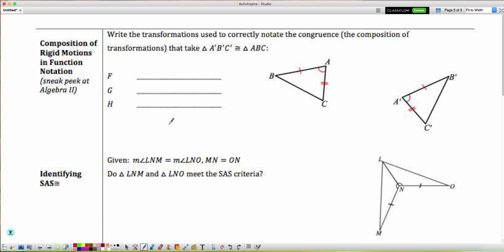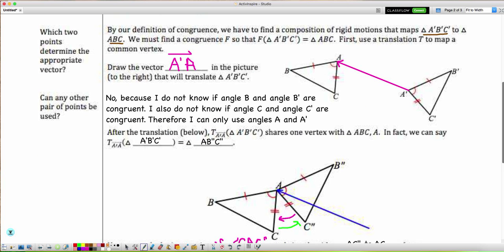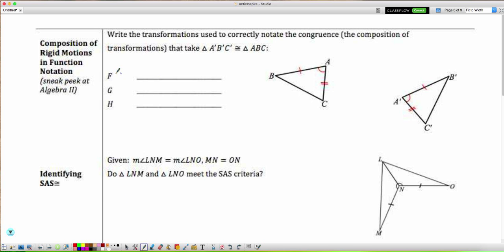So if we go on to the back side, I want to write the transformations to correctly notate the congruence or the composition. So basically rewrite all the stuff we just did. So we had said that F, our first transformation, was the translation, right? So we had said first we're going to translate using the vector A prime to A. So my transformation F was the translation of A prime to A, and that was a vector. And I did that to triangle A prime, B prime, C prime.